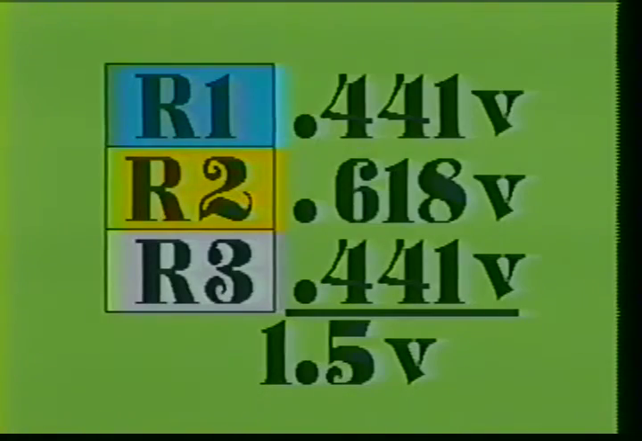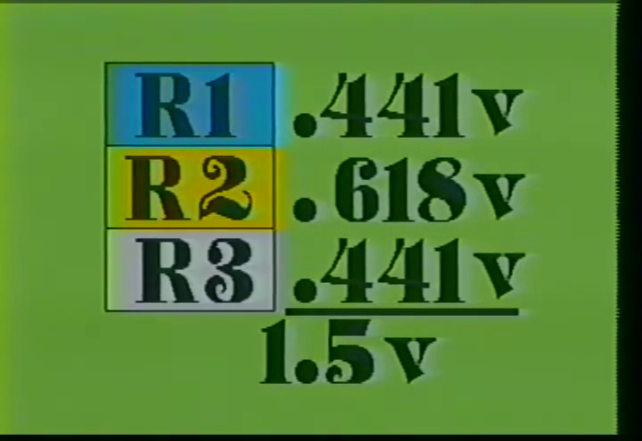Therefore, R1 will have a voltage drop of 0.441 volts. When we multiply the actual current flow of 0.00441 amps times the value of R2, or 140 ohms, we show a voltage drop of 0.618 volts across R2. And when we multiply the actual current flow of 0.00441 amps times the value of R3, 100 ohms, we get a voltage drop of 0.441 volts across R3. By adding the voltage drops of R1, R2, and R3, we get the sum of 1.5 volts, which is the voltage of the power source.